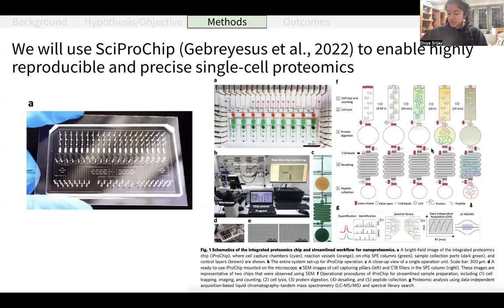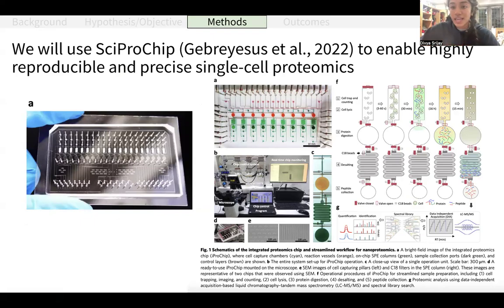And to this end, we will use SciProChip, which has been reported in literature previously. It is a microfluidics platform that automates single-cell lysis, digestion, and cleanup in nanoliter level volumes, which is like the volumes that we'll be working with. And it dramatically reduces sample loss and enables deep and reproducible single-cell proteomics.